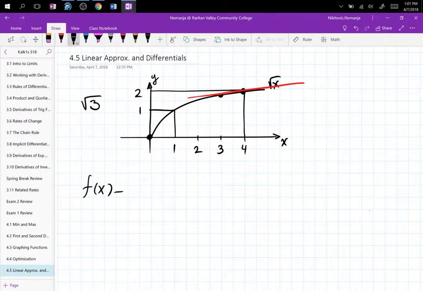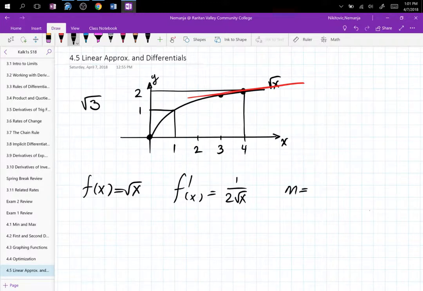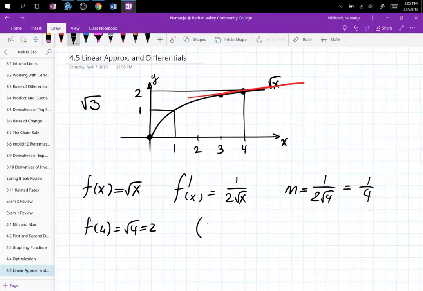So let's do this. Procedure for tangent line. I know that my function f of x is root x because I'm trying to compute root 3. I know I need the derivative for the tangent line, which is 1 over 2 root x. To calculate the slope, I will compute that at 4, because that's the one that I can compute. So it becomes 1/4. Now, I'm using a point, so what's f of 4? f of 4 is the square root of 4, which is 2. So I have a point (4, 2), and I have a slope of 1/4.